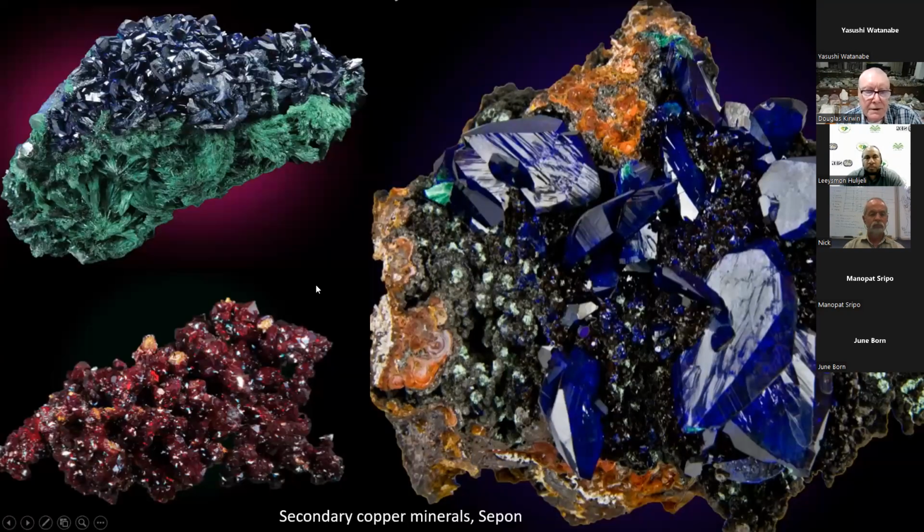One of the interesting things about Sapon is it's quite well known for really high-end secondary copper minerals. And being a mineral collector or former mineral collector myself, I can appreciate the value of some of these minerals. Two beautiful samples of malachite and azurite, and in the bottom left, we have almost gem quality cuprite.